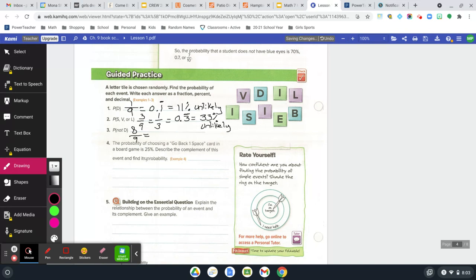And so now let's look at that as a decimal. Do 8 divided by 9. And this is another one that's repeating. So it's 0.8 repeating.